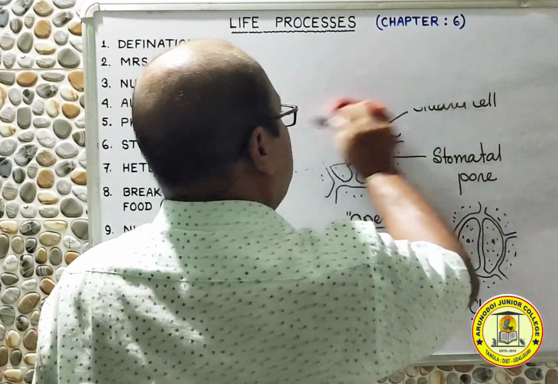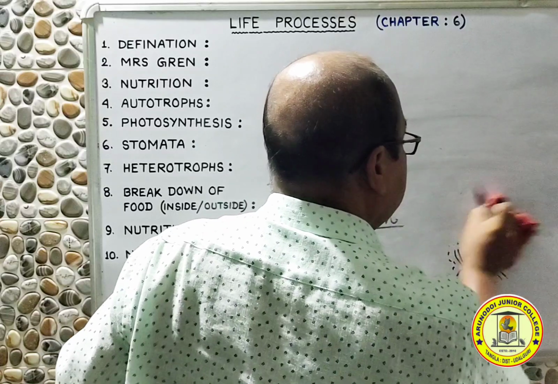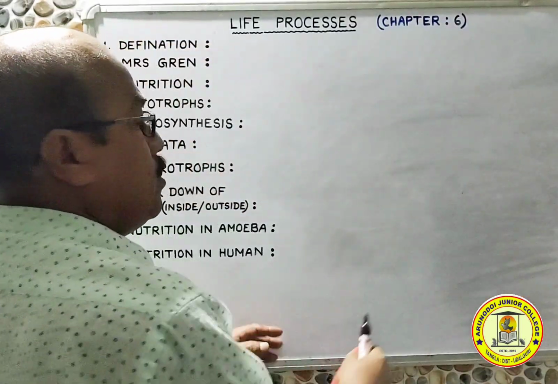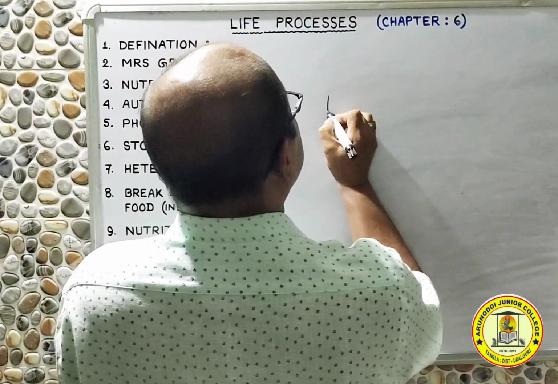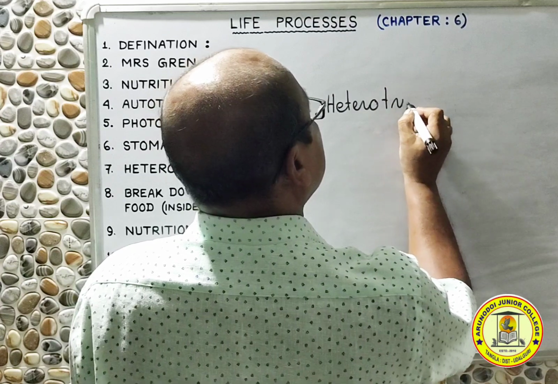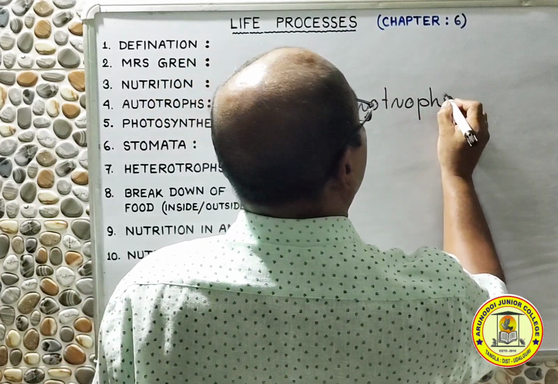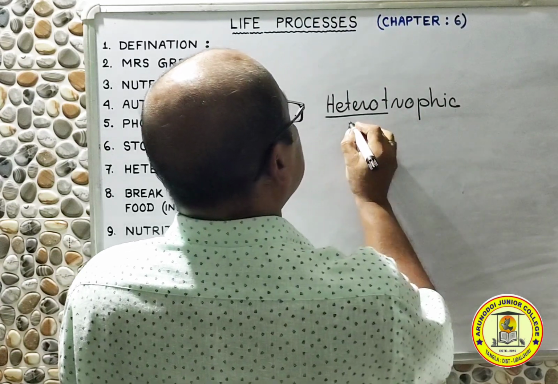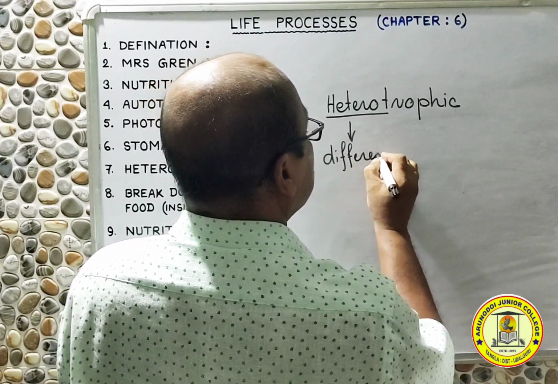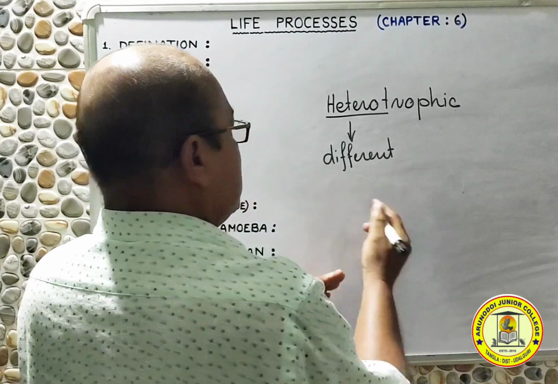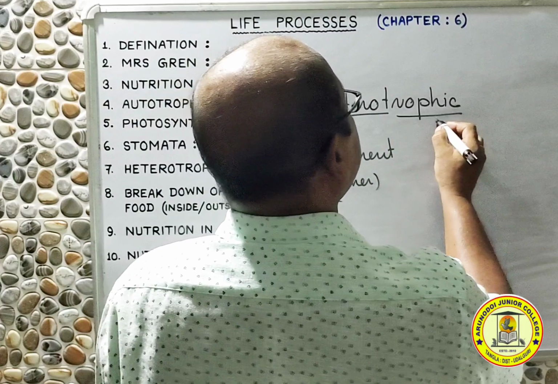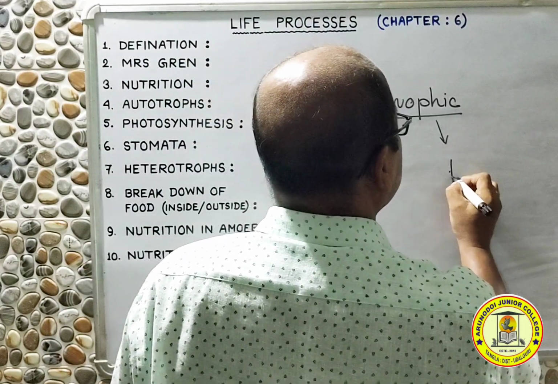So after autotrophs, the heterotrophs, meaning the organisms which are not self-dependent for their food. Here the word is hetero, and then trophic. Hetero means different, or other. And trophic means eat.